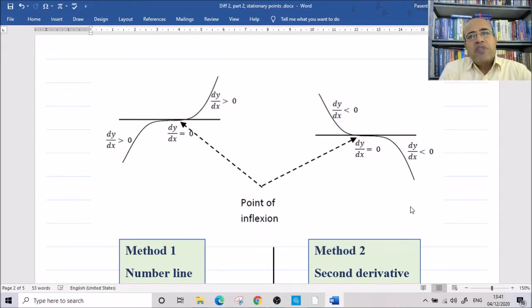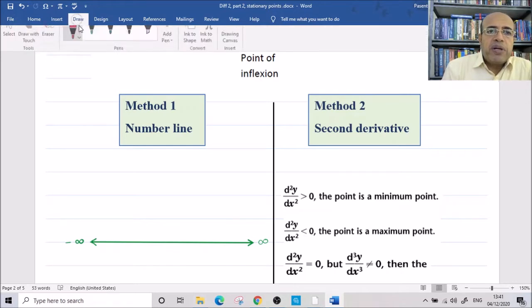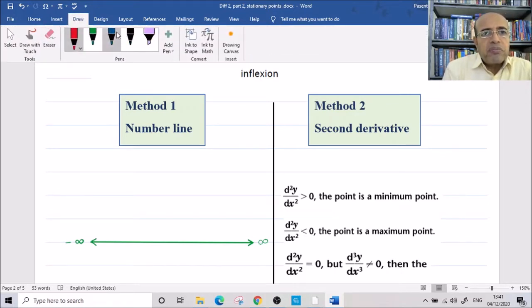How can we solve the problem? To solve the problem we have two methods. عندنا طريقتين. Method number 1, we use the number line. Method number 2, we use the second derivative. So in method number 1 or number 2, we first find dy by dx and equate it to 0 to get the stationary points.